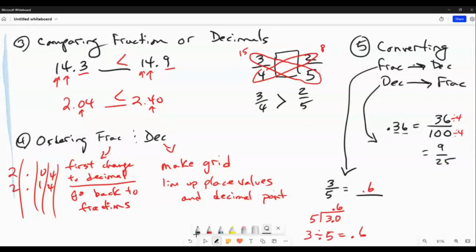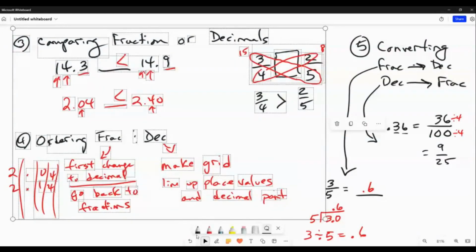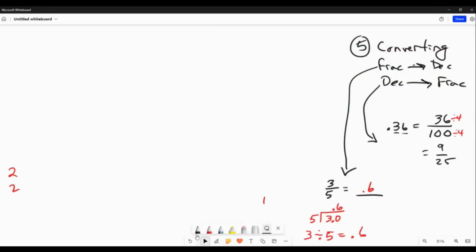So that was converting decimals into fractions and fractions into decimals. Then the next thing that we covered was some geometry. We talked about complementary angles. We talked about supplementary angles.